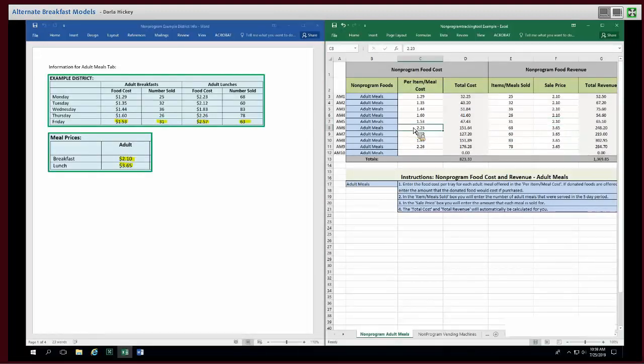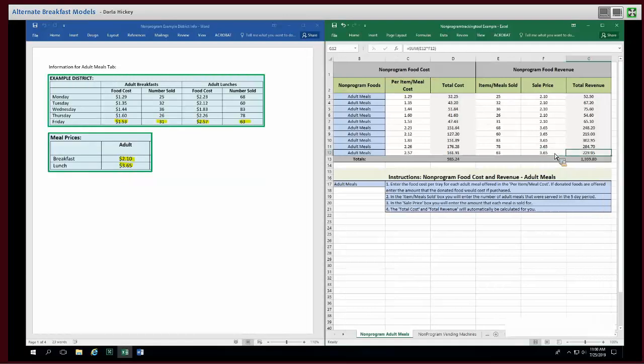And this next lines I put in my lunch costs. So over here I have $2.23, $2.12, $1.83, $2.26, and $2.57. So I'll go ahead and put those all in here. And all I have left is Friday, so it was $2.57. Then here, the number I sold on Friday, I sold 63, and the lunch price for adults is $3.65. So that is how you complete the adult meals tab. So we'll move on to the next tabs.